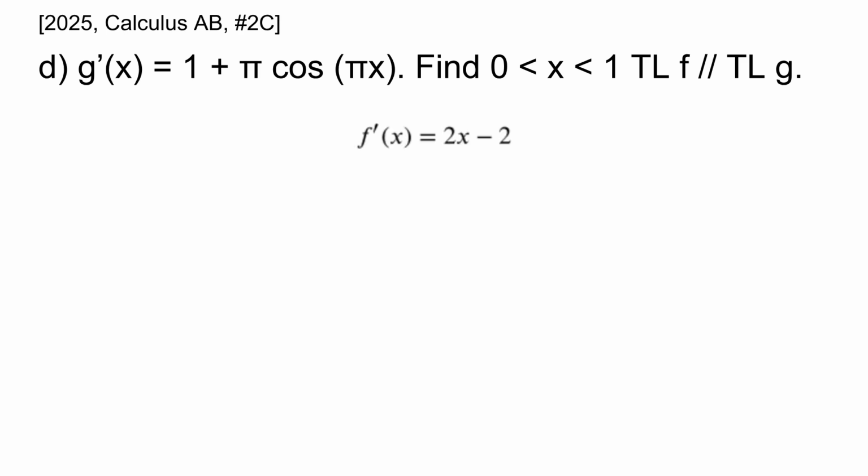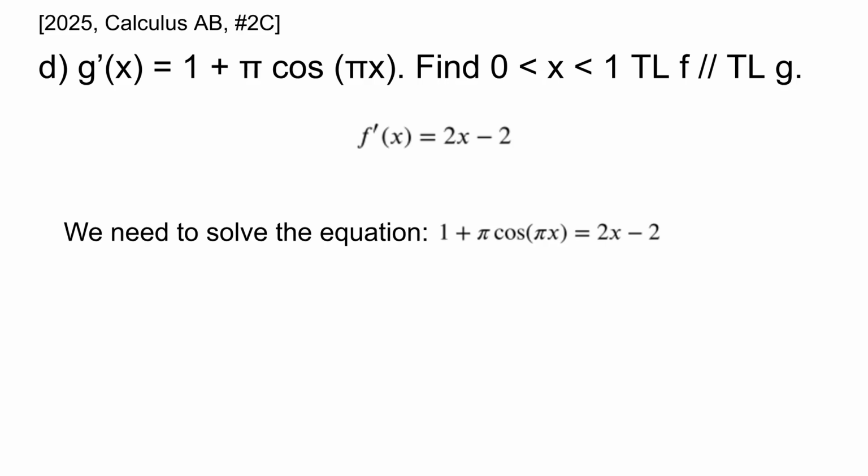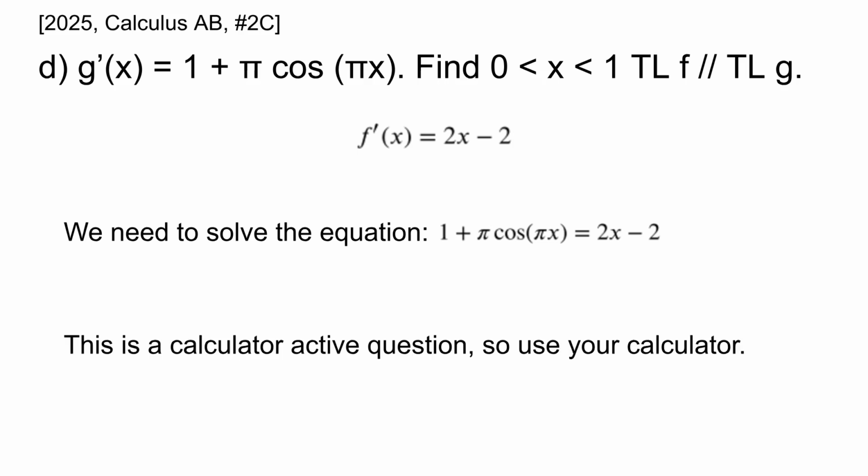First, we find f prime of x. F prime of x is 2x minus 2. Next, we just need to solve the equation 1 plus pi cosine pi x equals 2x minus 2. And since this is a calculator active question, we'll use our calculator. 1 plus pi cosine pi x equals 2x minus 2 implies that x is 0.676.